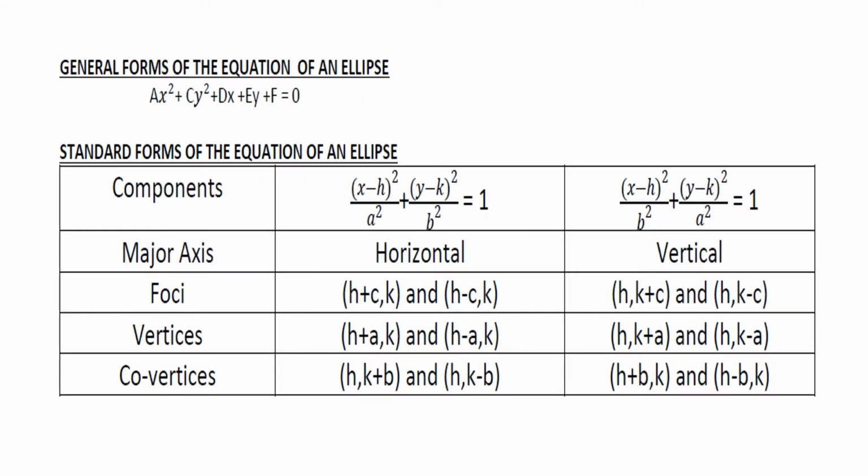Okay, so we have here the general form of the equation of an ellipse, which is ax squared plus cy squared plus dx plus ey plus f equals 0. So we have here the standard forms of the equation of an ellipse. If it is in the form quantity of x minus h squared all over a squared plus quantity of y minus k squared all over b squared equals 1, then the major axis is in horizontal form.